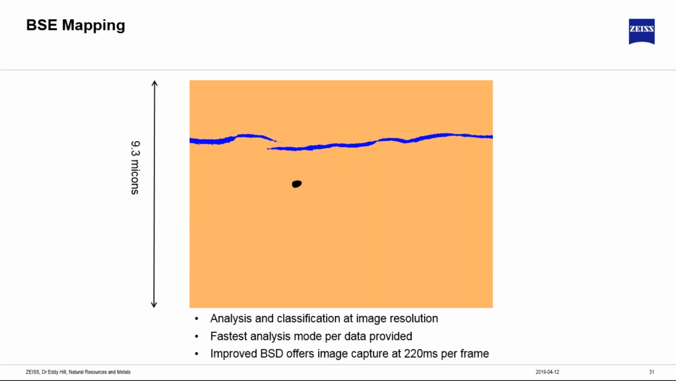It's the fastest analysis mode per data provided, and we have improved the BSE detector in order to be able to capture these images at 220 milliseconds per frame, and that's the classification speed. You can imagine that at this level of magnification, a 30 millimeter diameter sample might take in the order of 16,000 frames to image completely. So doing this as fast as possible is the only sensible way to proceed, since most of the time spent classifying will be the imaging.